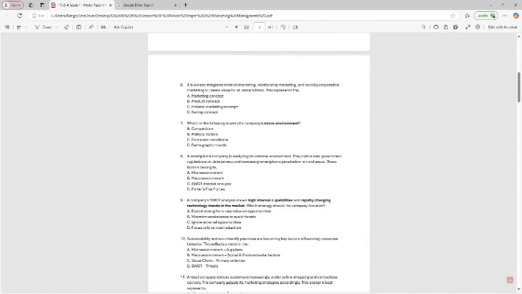Okay. What does the question say? A business integrated internal marketing, relationship marketing, and socially responsible marketing to create value for all stakeholders. This represents the four concepts. What is the correct concept? The business integrated internal marketing, relationship marketing, and socially responsible marketing to create value for all stakeholders.